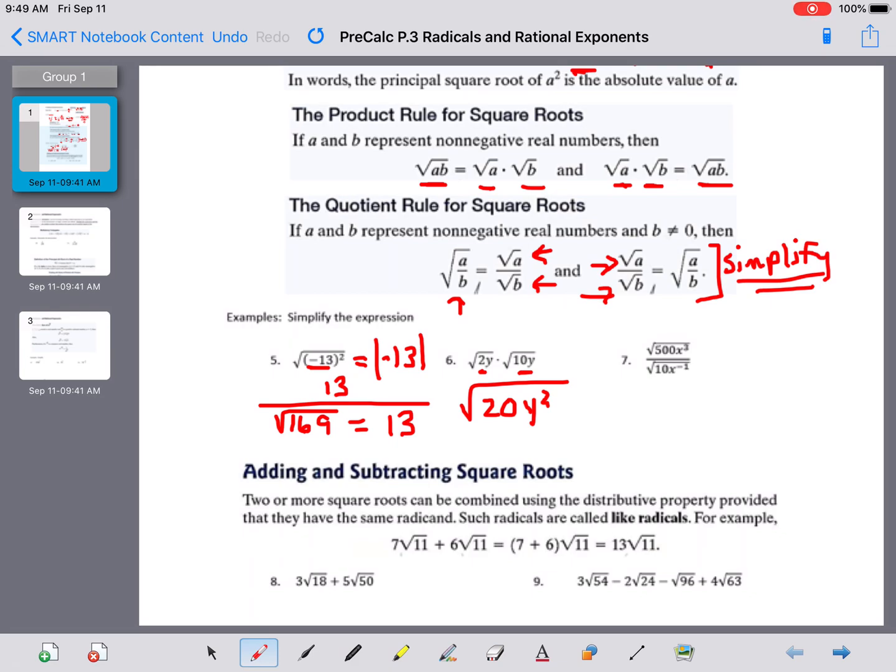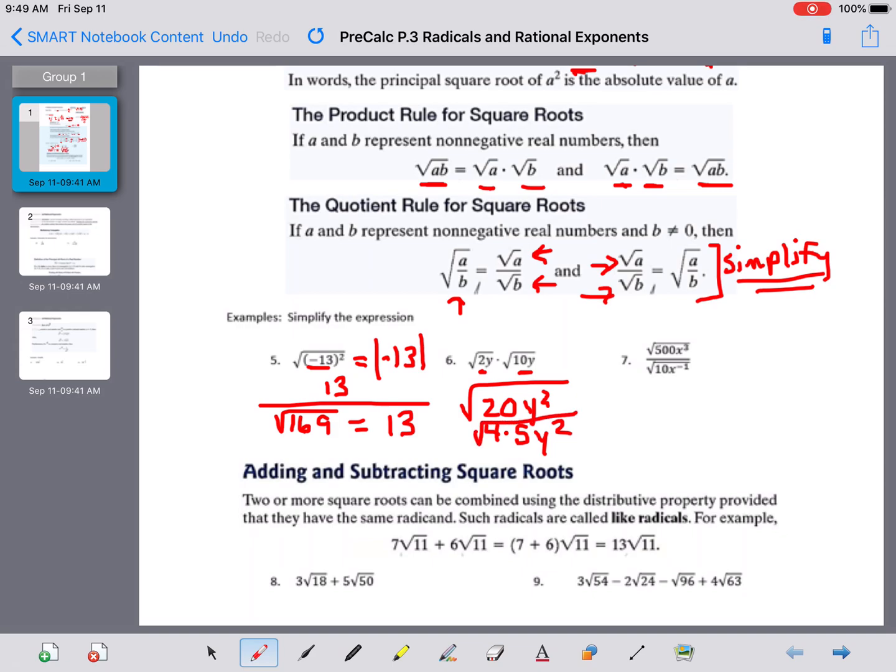So I get the square root of 20y squared. It's time now to do some simplifying. So I look at 20 and I say, does 20 have any factors that repeat, right? Or if you think about it, does it have a factor that's a perfect square? In my classroom, we often call them the pretties. Is there a pretty in 20? Yes, there is. 4 times 5.